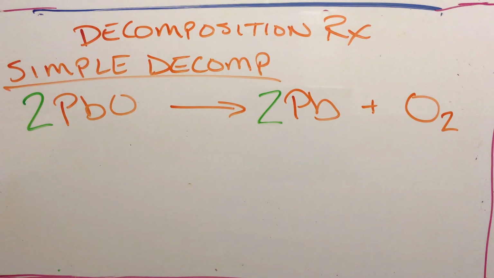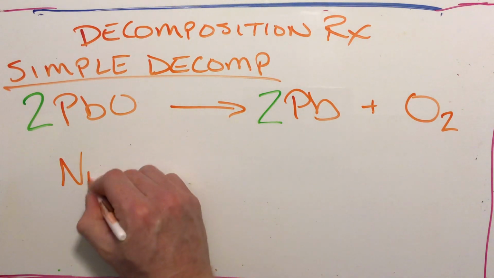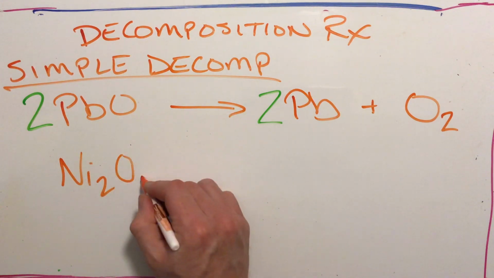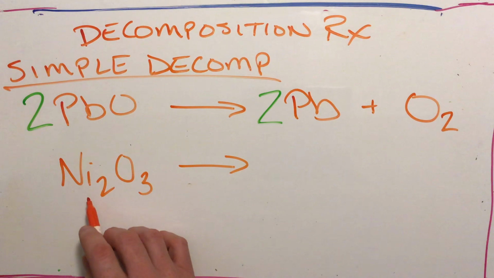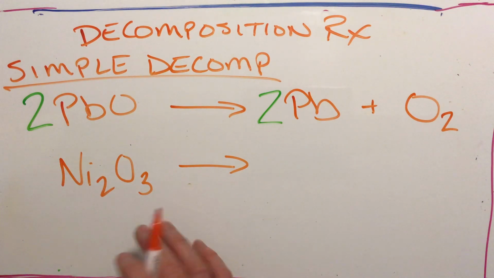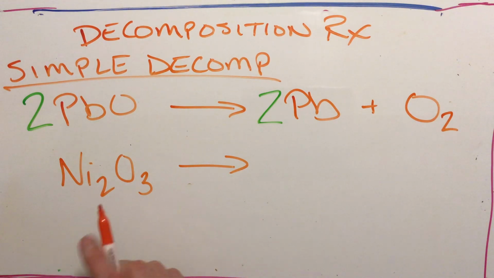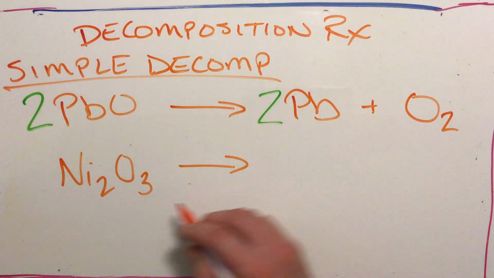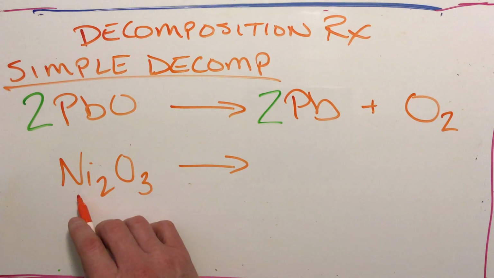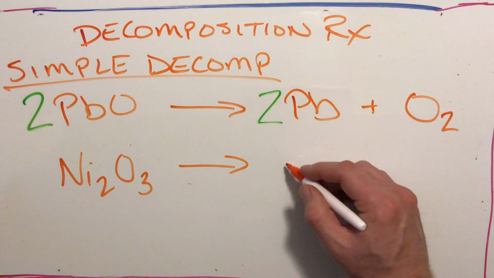Done. The next one is nickel 3 oxide. Nickel's a shifty metal. It has different valencies, but we didn't go over it in class. It's not one of our main four. But we have nickel 3 oxide here. And of course, again, it's simple. It can only break down into nickel and oxygen. That's the only things that are there.